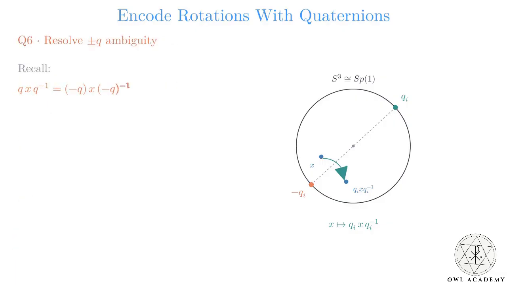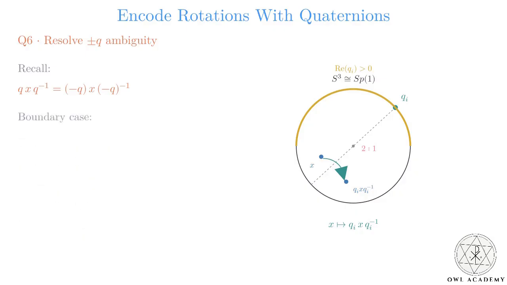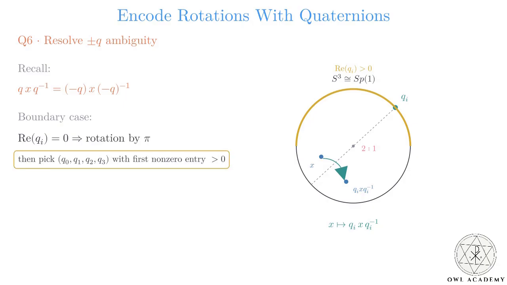Step 6. Both Q and minus Q produce the same rotation. The minus signs cancel in the sandwich, so Q and minus Q rotate every point identically. This makes the quaternion to rotation map a 2-to-1 cover from the 3-sphere onto SO3. To make the representative unique, impose the sign rule: real part of Q sub I is positive. If the real part is 0, the rotation is by exactly pi, and Q sits on the equator. In that case, pick the representative whose first non-zero component is positive. This gives a deterministic choice.